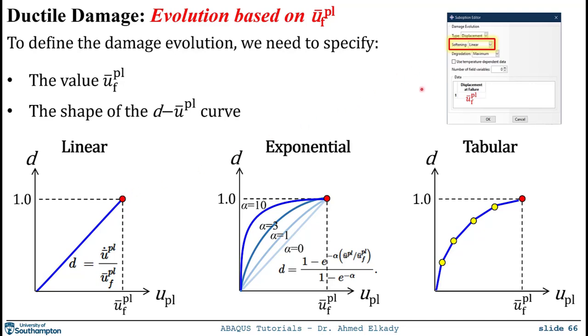You can choose also exponential. It will look something like that. You need to specify this additional parameter alpha to define the shape of your exponential curve. Or you can just use a tabular format. In this case, you just need to specify how the value of D changes with the plastic displacement.